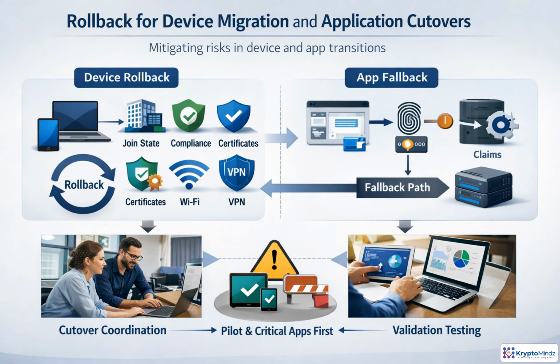For devices, know how to reverse join state, management enrollment, compliance settings, network access, certificates, VPN, Wi-Fi, and local profile access. For applications, preserve fallback paths for authentication, registration, SSO, and claims changes. Coordinate timing with app owners, then prove success through pilots and critical workflow testing before making irreversible bulk changes.